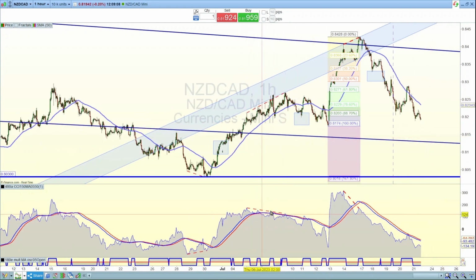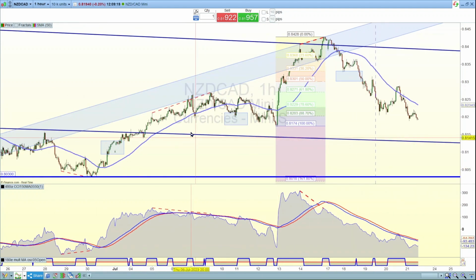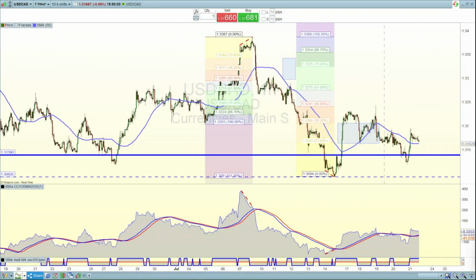A few other divergences that worked out previously: bearish here versus the price, broke down, hit our target; bullish on the CCI versus the price, broke up, hit our target, and so on. I like to sort of keep those as historical basis to show that they have actually worked quite nicely. Next, we're going to look at the US Canadian dollar.